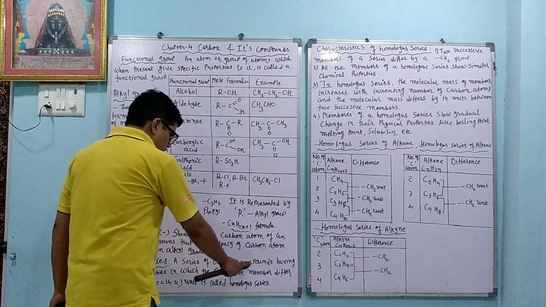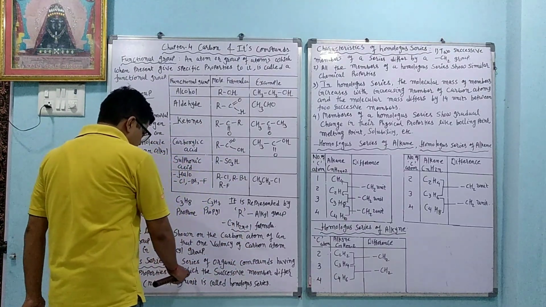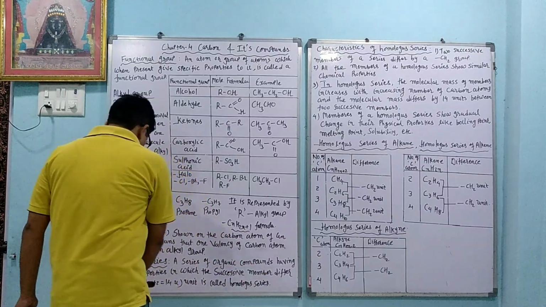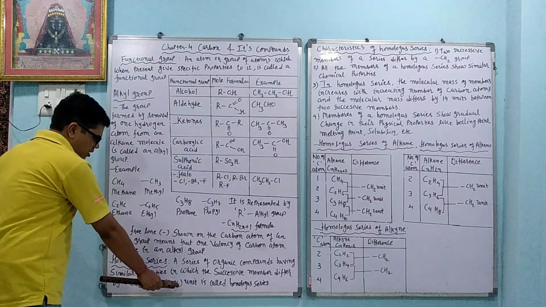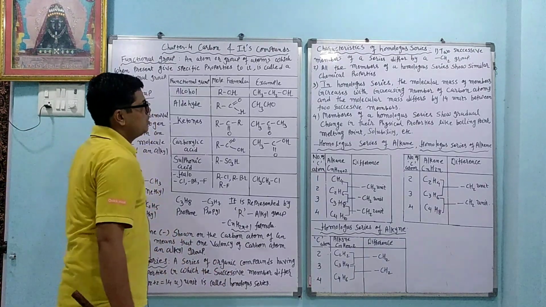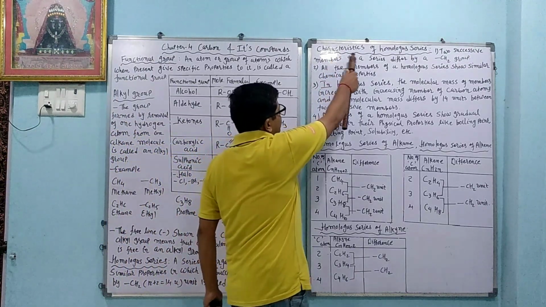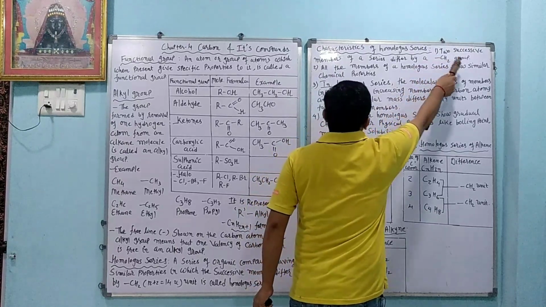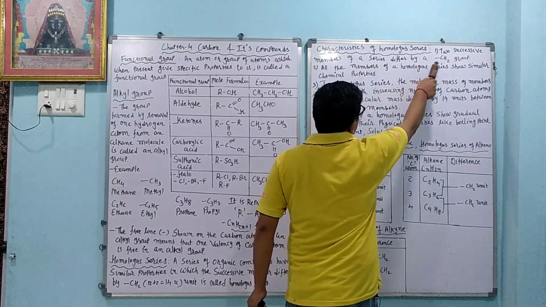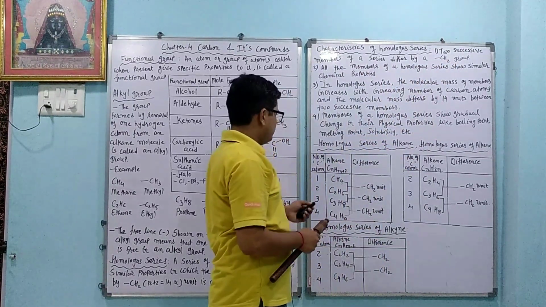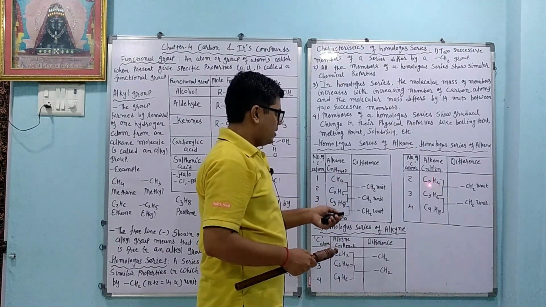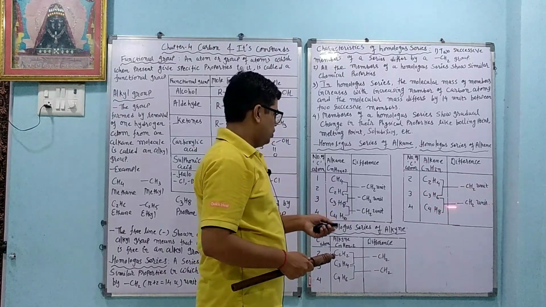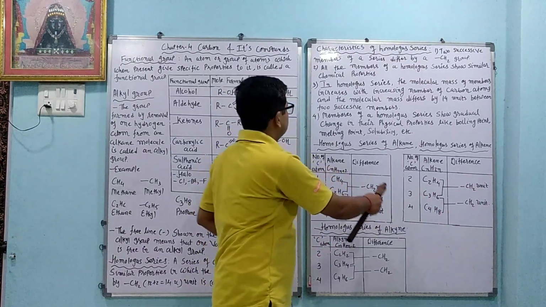A series of organic compounds having similar properties in which the successive members differ by a CH2 unit. CH2 we can write as 12 plus 2 equals 14 units. This is called the homologous series. Characteristic of homologous series: two successive members of the series differ by the CH2 group. You can check any two. If you select any two, then the difference is what? A CH2 unit. You can see here, the difference is always the CH2 unit.